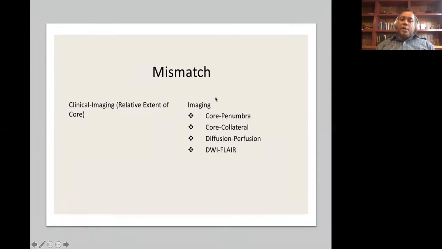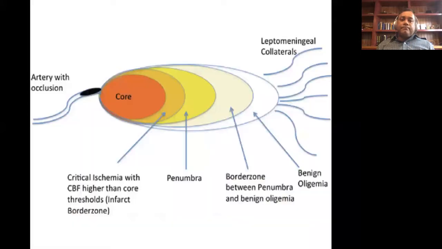There are pure imaging mismatch constructs too. These include the core penumbra mismatch, likely seen on CT perfusion imaging, the core collateral mismatch seen on CTA imaging, and I'll show you that. The diffusion perfusion mismatch, where you see diffusion, which is your core, and then perfusion, which is the not core, or perfusion minus diffusion. And then there is a different construct called the DWI FLAIR mismatch, which is not salvageable brain, it's a sense of time, and I'll show you that too.